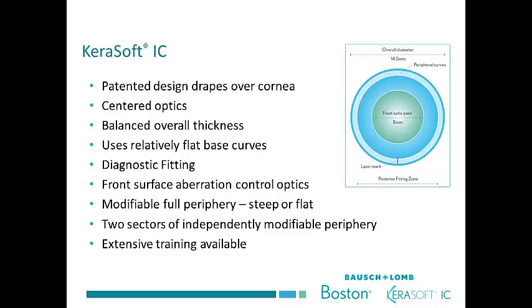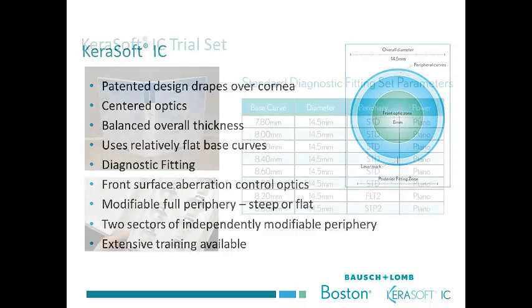The other features of this lens is that it has a modifiable periphery, whether it's steep or flat relative to the base curve. It also has two sectors of independently modifiable peripheries. So in those cases where you have, say, a transplant where the soft lens tends to have edge standoff in one position, you can actually tuck that edge down and designate where that location goes because this lens is prism ballasted. There's extensive training available on the website for this lens modality.